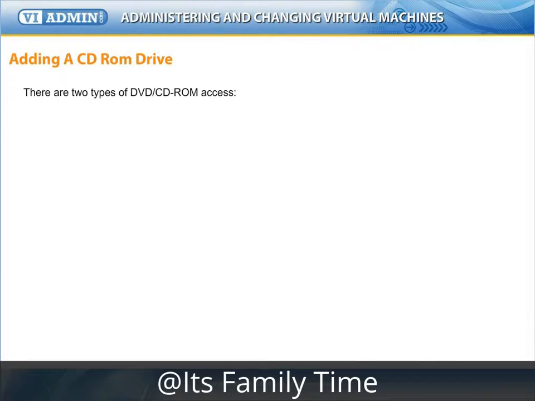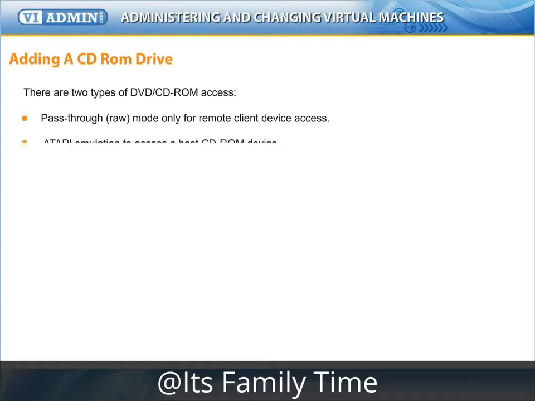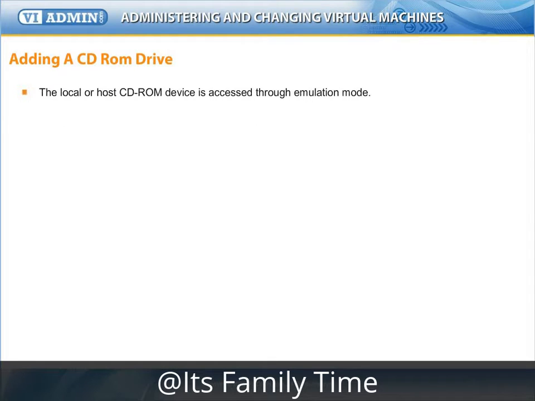There are two types of DVD CD-ROM access. A. You should use pass-through, RAW, mode only for remote client device access. B. Use ATAPI emulation to access a host CD-ROM device. The local or host CD-ROM device is accessed through emulation mode.